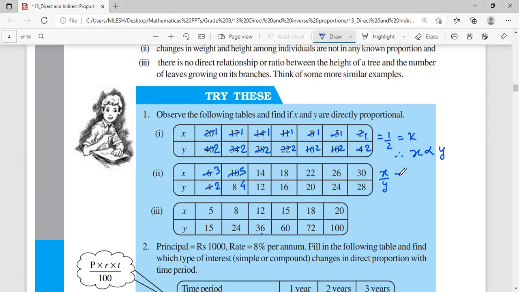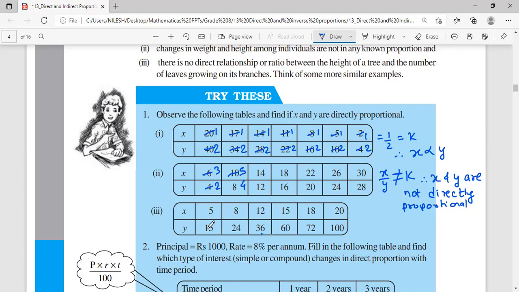x upon y is not constant. Is not equal to. Yes or no? Yes, sir. Is x and y directly proportional over here? No. x and y are not directly proportional. Yes or no? Yes, sir.